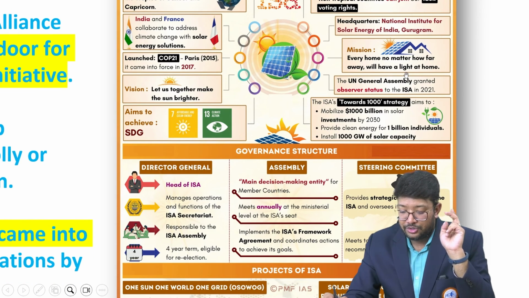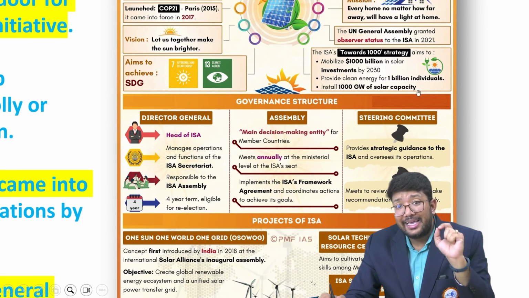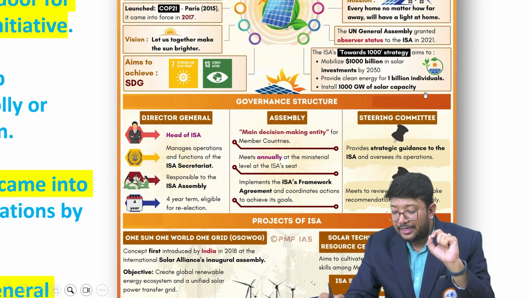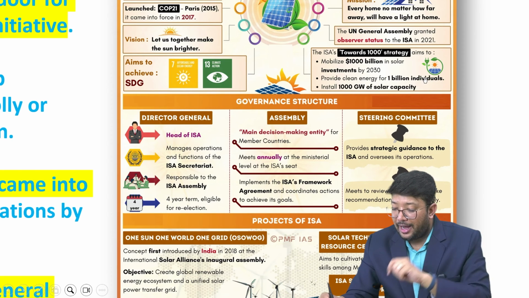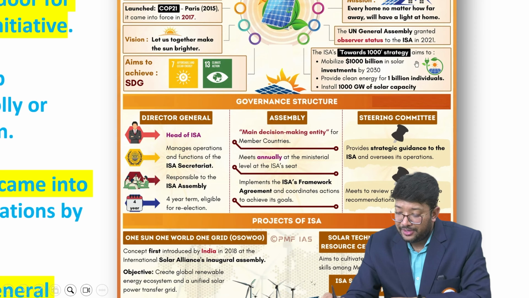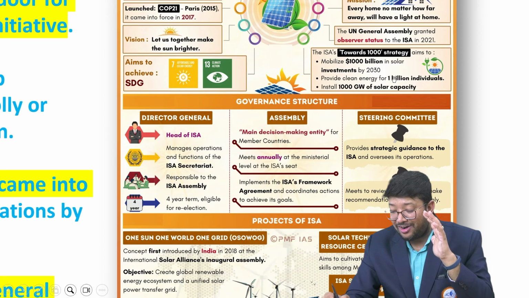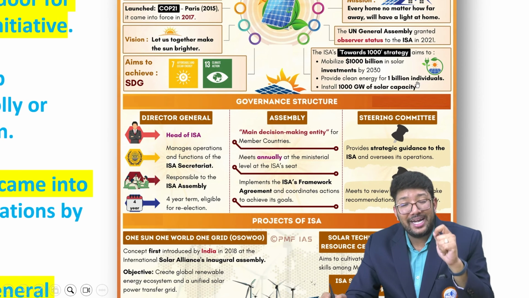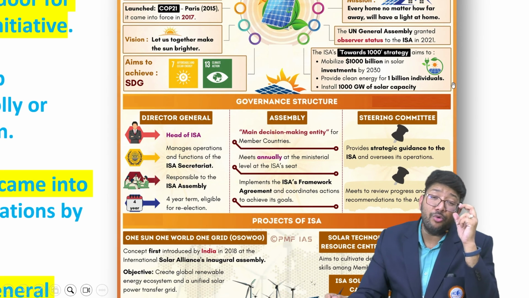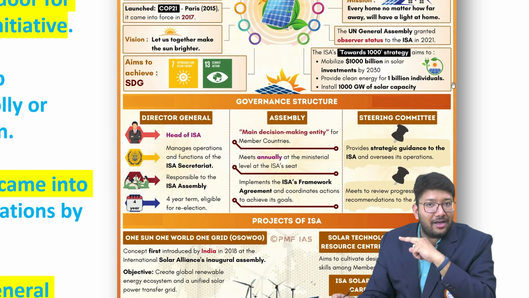What is the mission? Vision and mission are different. The mission is that every home, no matter how far away, will have light. ISA was granted observer status in the UN General Assembly in 2021. Very good achievement. And ISA's Towards 1000 strategy: what is its aim? To mobilize $1,000 billion in investment by 2030, provide clean energy for 1 billion individuals and install 1000 gigawatts of solar capacity across the world.